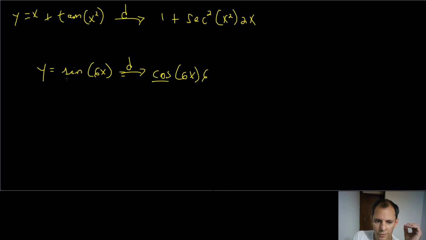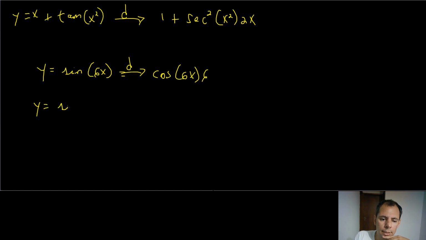Cosine is the derivative of the outside function, which is the sine. The 6 is the derivative of the inside function, which is 6x. Great. Now, I'm going to show you guys that you were using the chain rule even before you realized it, even before you even knew that you were using it.